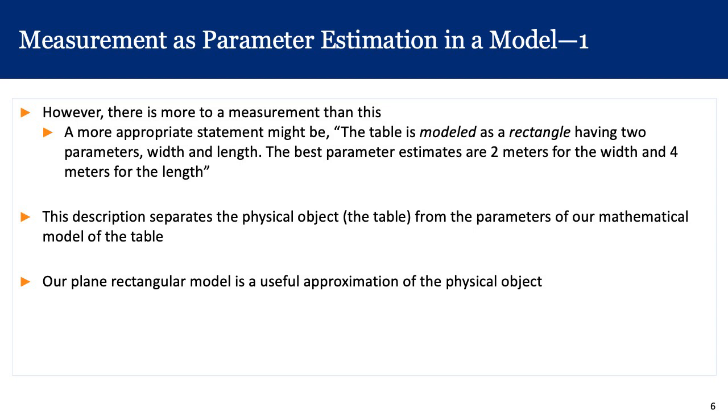And instead we say that the table is now modeled as a rectangle, having two parameters, width and length. And the best parameter estimates are 2 meters for the width and 4 meters for the length. And so what this description does is separate the physical object, which is the table, from the parameters of our mathematical model of the table.